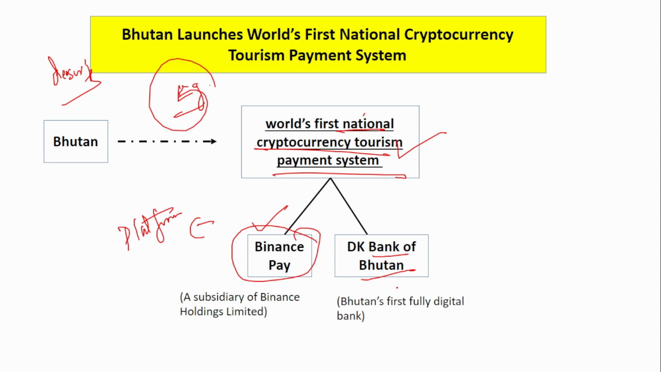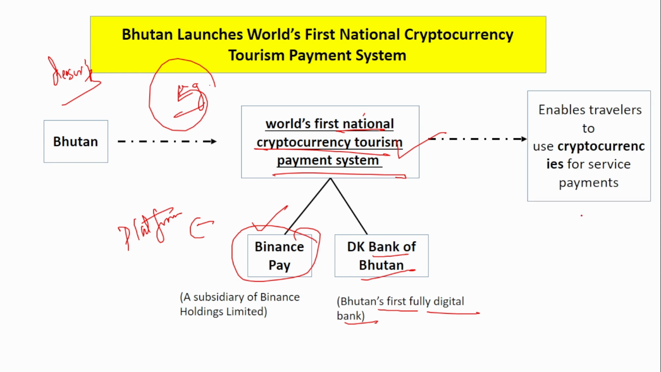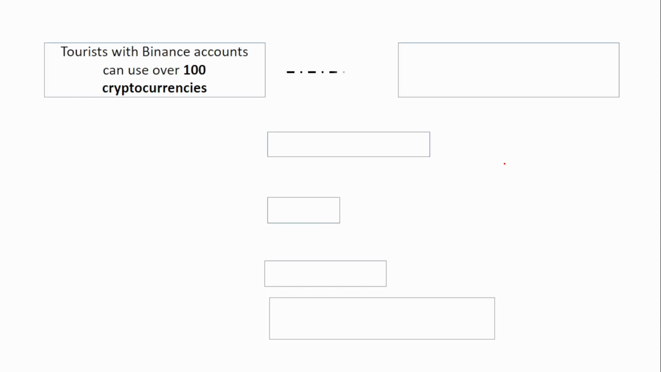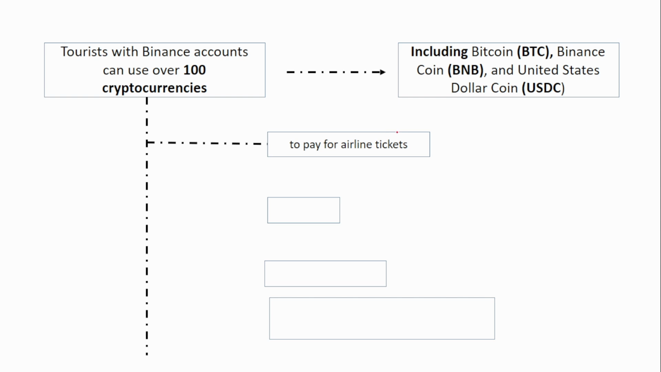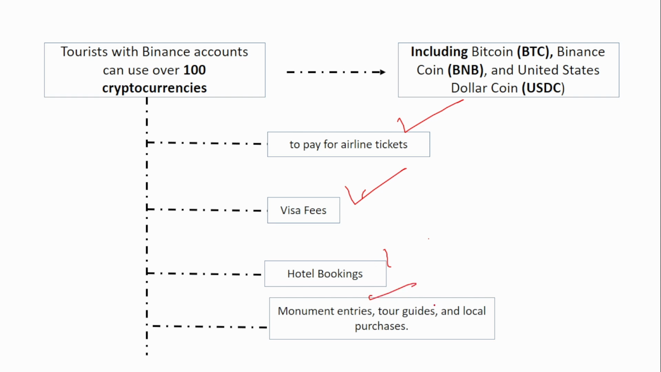DK Bank of Bhutan is Bhutan's first fully digital bank. This will enable travelers to use cryptocurrencies for service payments. So if you have cryptocurrencies, you can use them here. Where all can this be used? It can be used to pay for airline tickets, visa fees, hotel bookings, monument entries, local purchases, and tour guides. Tourists with Binance accounts can use over 100 cryptocurrencies.